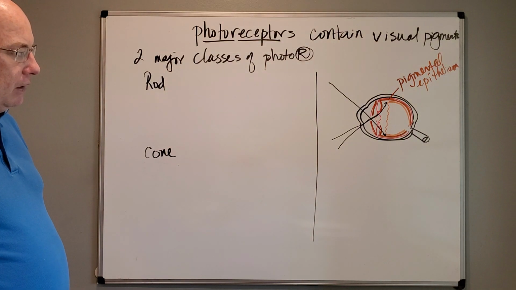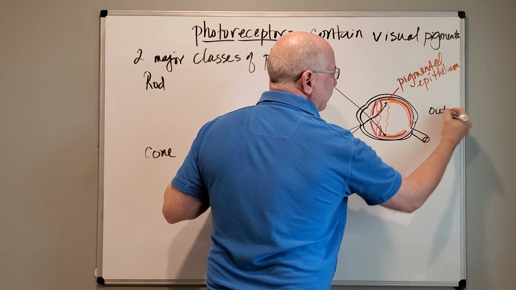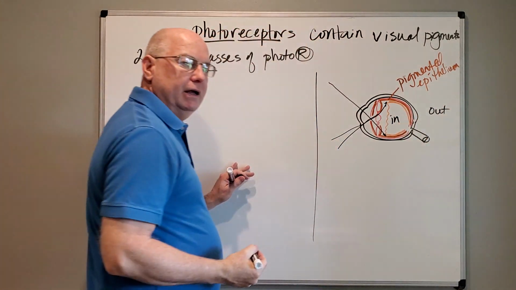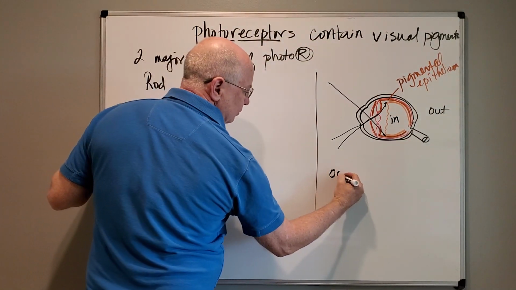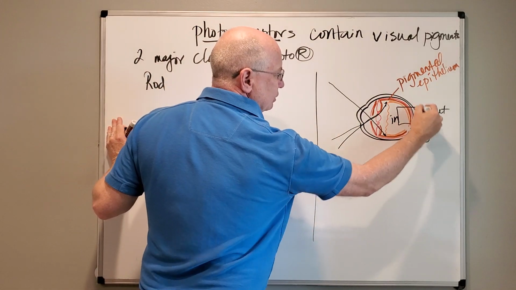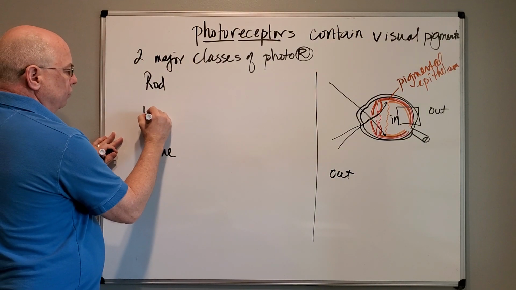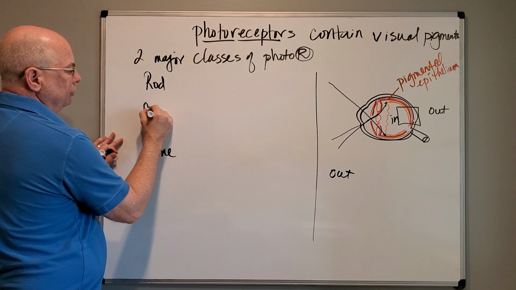Now, since this is outside the eye and this is inside the eye, in my drawing, this would be outside the eye, this would be inside. So we're literally cutting sort of this and looking at it. When I look at a rod, rods are funny shaped bipolar neurons.